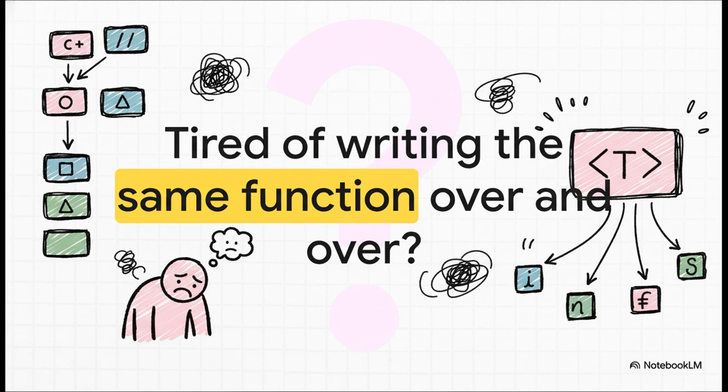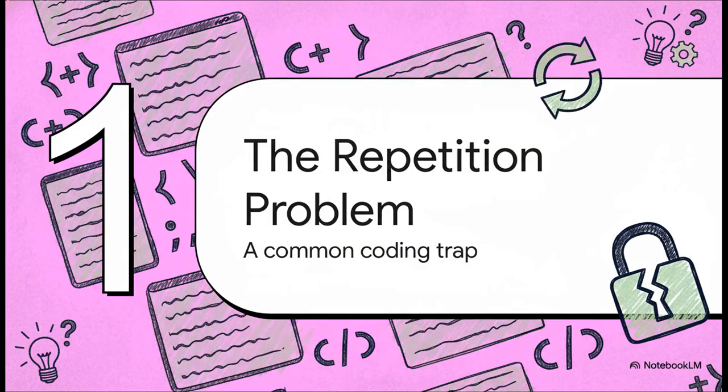You write this fantastic function, it works like a charm. And then you realize you need to do the exact same thing, but for a totally different data type. So what do you do? You copy, you paste, you change the type name over and over again. It's a total drag, right? And this whole situation, well, that's what I call the repetition problem. It's such a common trap, and it leads to code that's just bloated and a nightmare to maintain. But don't you worry, there is a much, much better way.